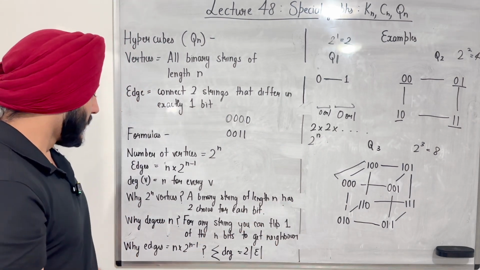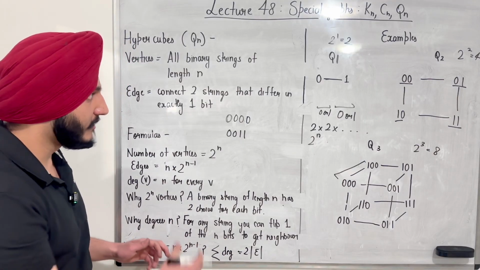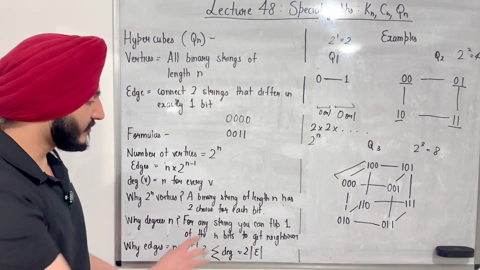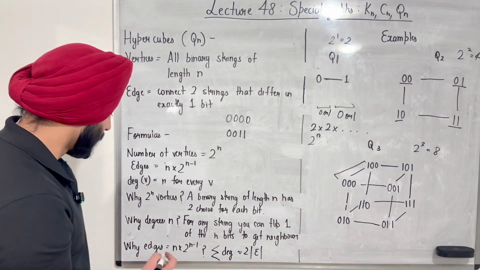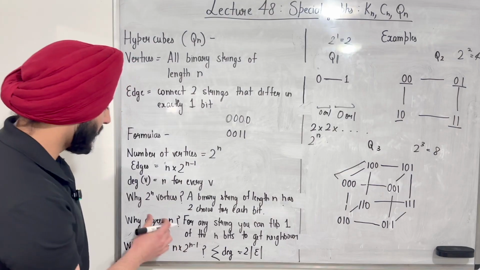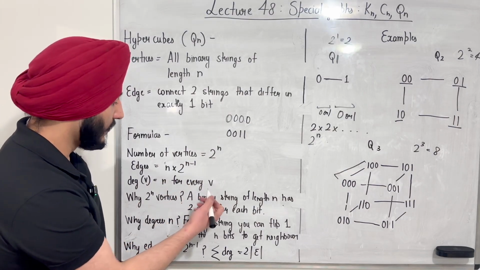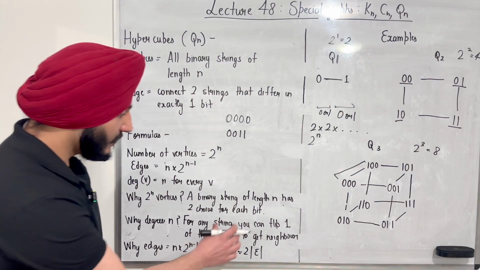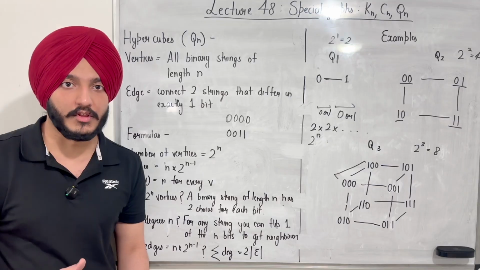Okay, so the second one is, I'm sorry if this is a bit clustered. I didn't have much space left, so it's kind of messy, but I hope you're able to understand what I'm saying. So why is the degree n? Let's understand the degree. It says the degree of v is n for every single v. For any string, you can flip one of the n bits to get a neighbor. Let's try to quickly understand what this means.